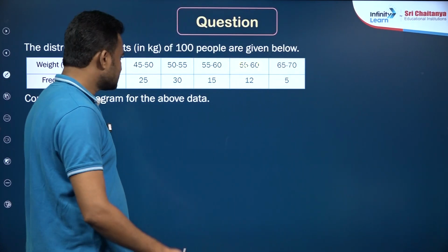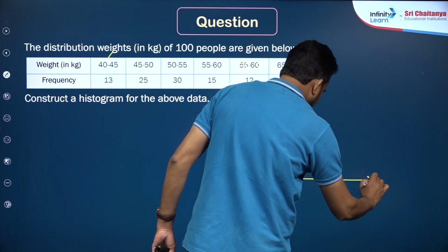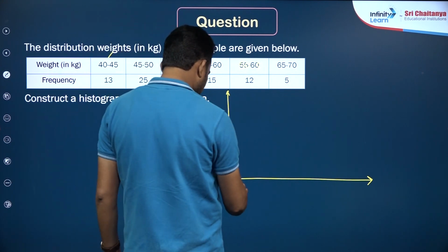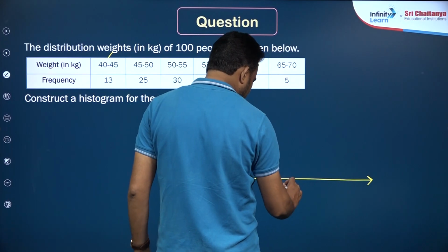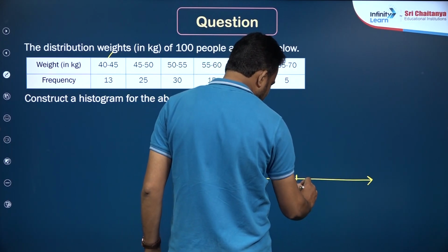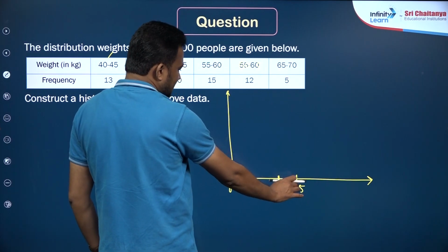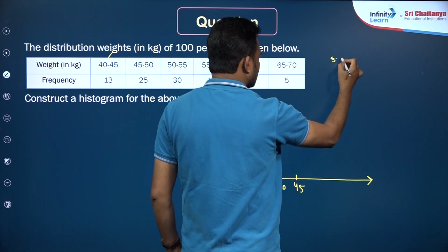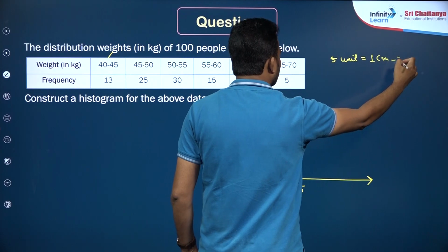So for that we represent the class interval on the x-axis and frequency on the y-axis, right? So let's say this is 0. So between 0 and 40 there is no observation. So I will start from 40, then 45. So basically this gap represent 1 centimeter, right? So what is the scaling? So 5 unit is equal to 1 centimeter on the x-axis.